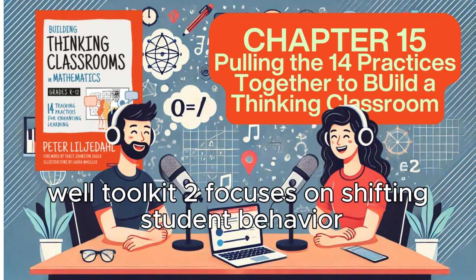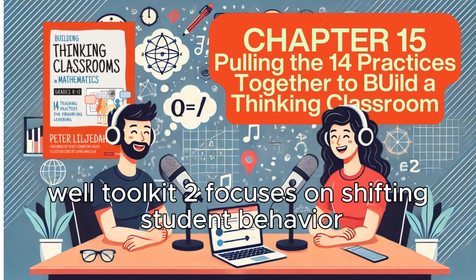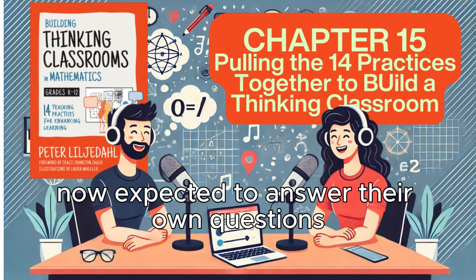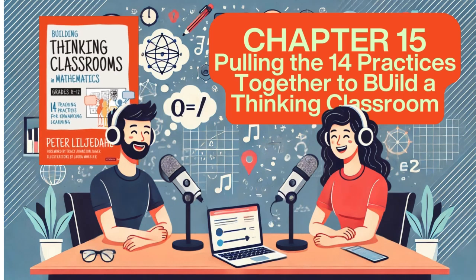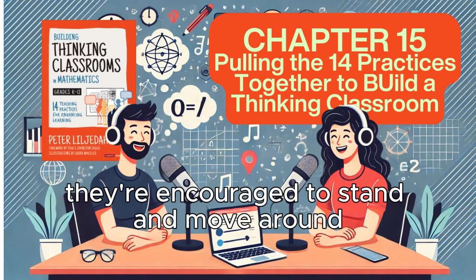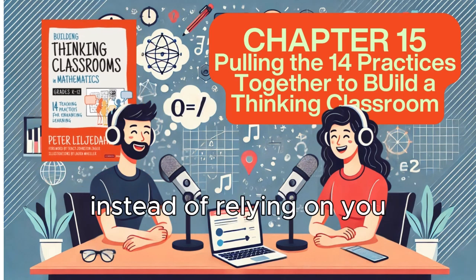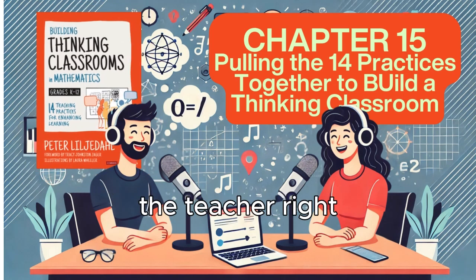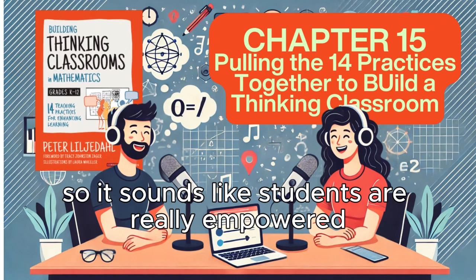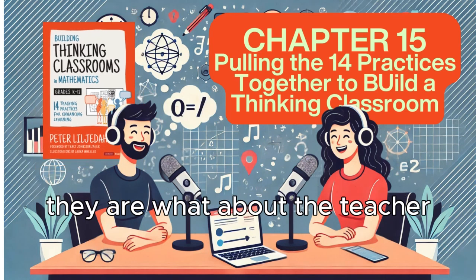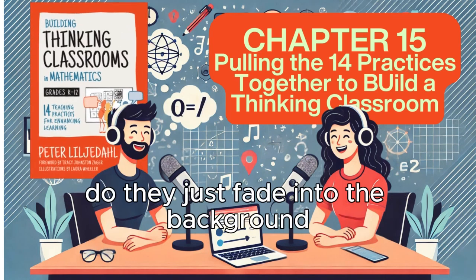Well, Toolkit 2 focuses on shifting student behavior. So students are now expected to answer their own questions. They're encouraged to stand and move around while thinking. They start to take ownership of their learning instead of relying on you, the teacher. So it sounds like students are really empowered in this phase. Yeah, they are. What about the teacher? Do they just fade into the background?